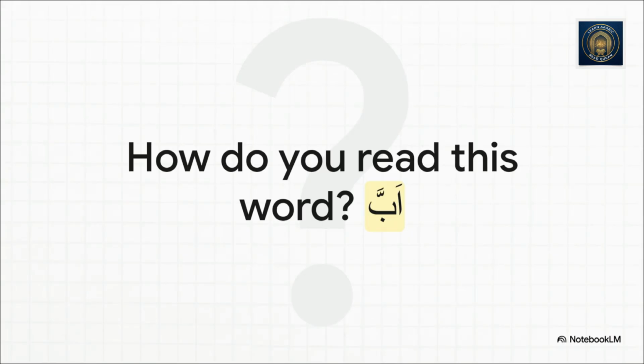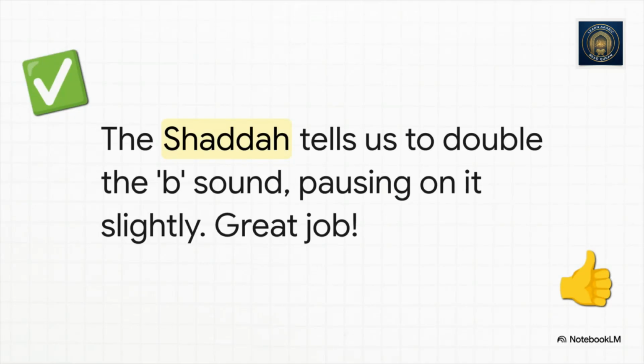All right, question number 1. Take a good look at this word. Alif and fatha, ba with shadda and fatha. What does that shadda tell you to do to the ba? Sound it out in your head. I'll give you a moment. Did you get it? The correct answer is abba.